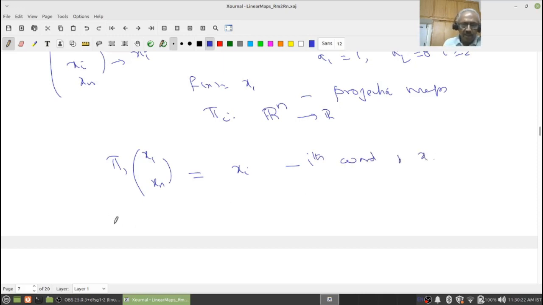Okay, and then pi i is linear. This is very easy to check, because if you give me x plus y, then it is x1 plus y1, x2 plus y2, ..., xn plus yn. Therefore pi i, the ith coordinate of that, will be xi plus yi, but that is pi i of x plus pi i of y, etc. Do you understand that? It is easy. Okay, right?